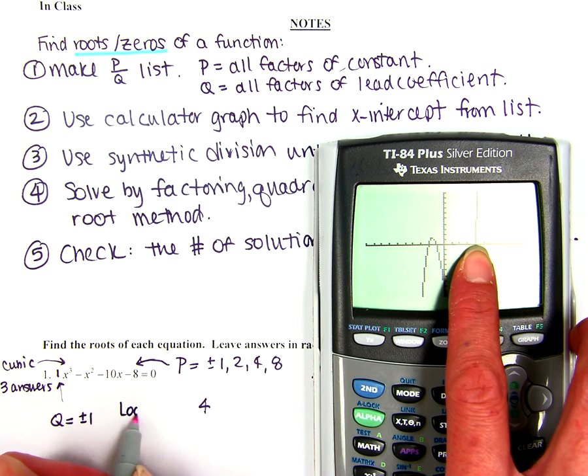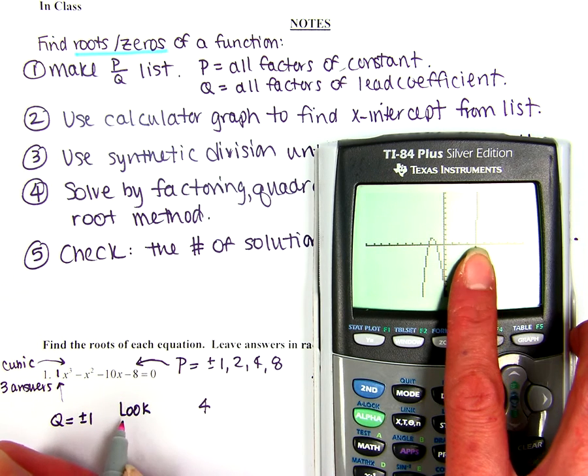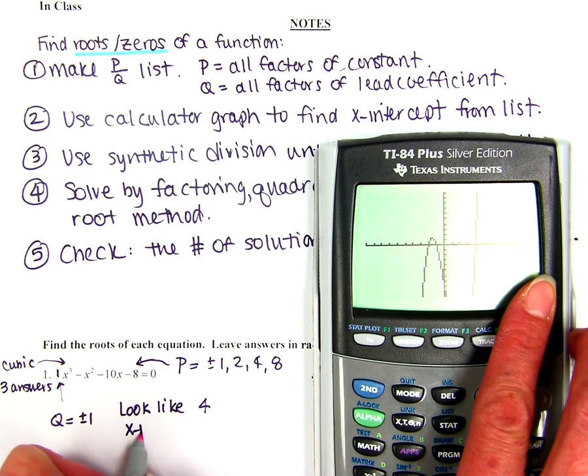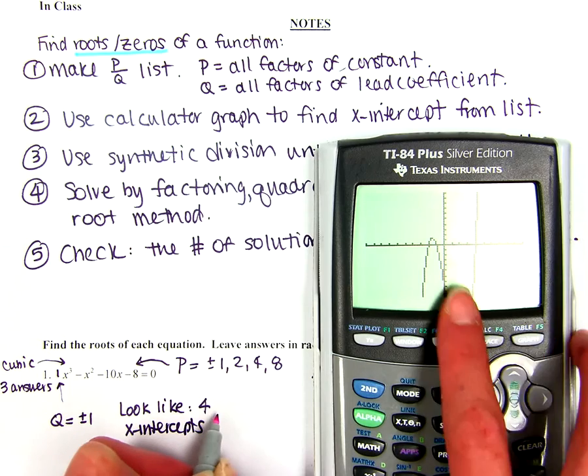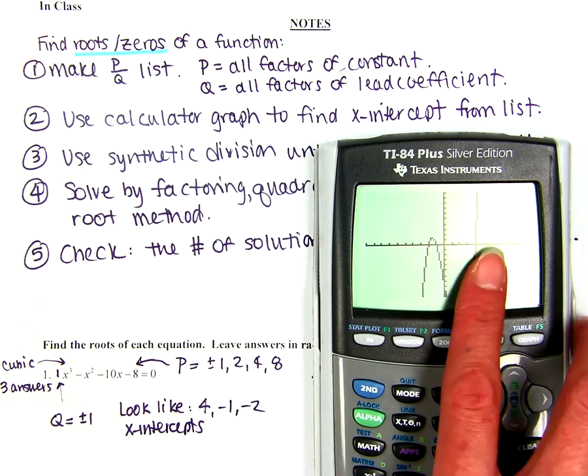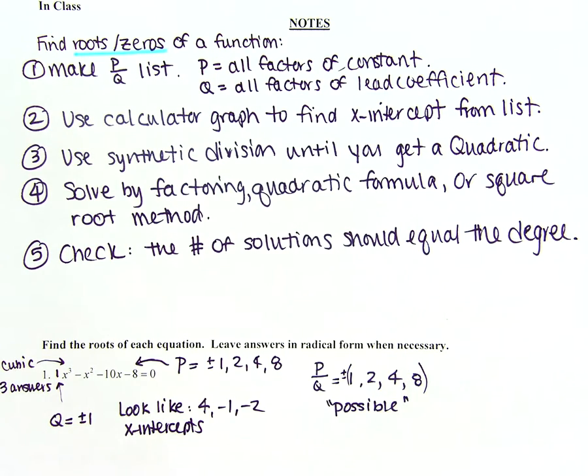All right, so let's figure out which ones look like they cross at the x-axis, which would look like x-intercepts. So that would be 4. This looks like negative 1 and negative 2. All right, so we're going to actually prove that these are actually our solutions. So let's just start with the number 4.